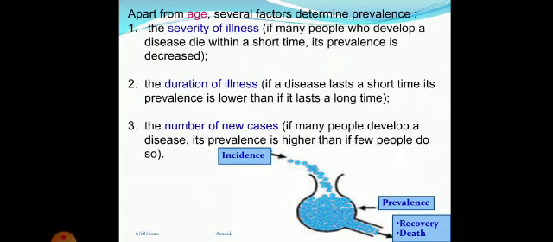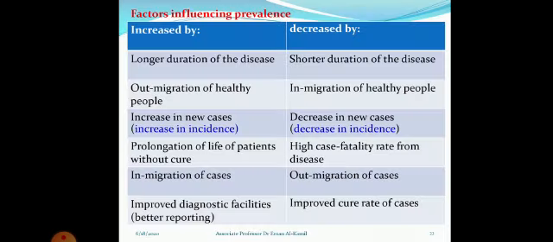By just looking at the diagram, we can see, if we imagine that we have a pot and we put a lot of cases in that pot, what is the outcome? The outcome is either recovery or death. So the prevalence depends on these two outcomes: the duration or recovery from the disease, or how fatal the disease is. So the prevalence is increased by longer duration of the disease, and decreased by shorter duration of the disease.